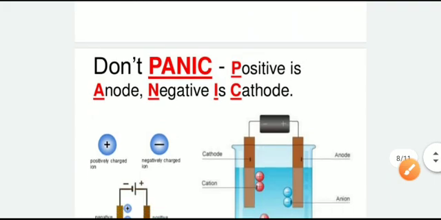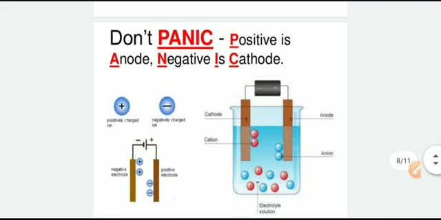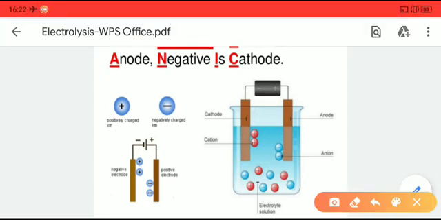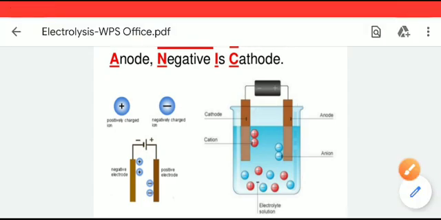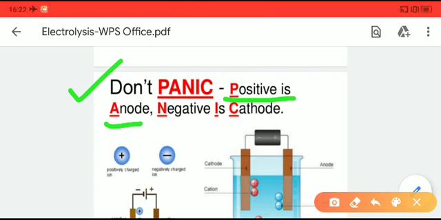So to remember that, we have a trick to remember this theory. Don't panic. This is the trick. PANIC means positive is anode, negative is cathode. So the positive terminal of the battery is connected to the anode, and the negative terminal of the battery is connected to the cathode.